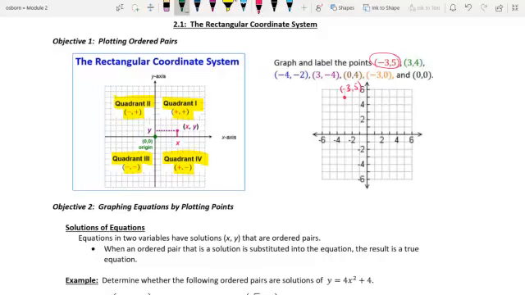All right, for the next one, it says to plot the point 3, 4. So both of these are positive. So I know I'm going to be in quadrant 1. So I go to the right 3 and up 4. And that is the coordinate point 3, 4.